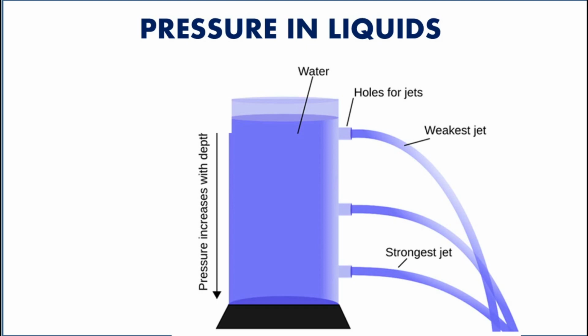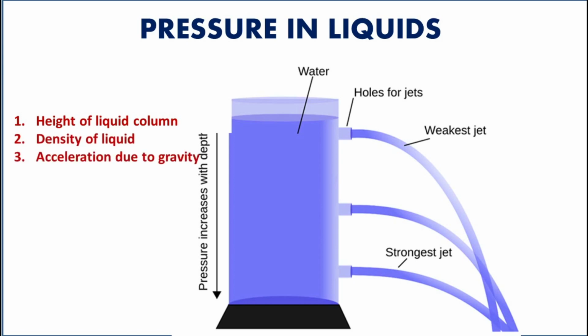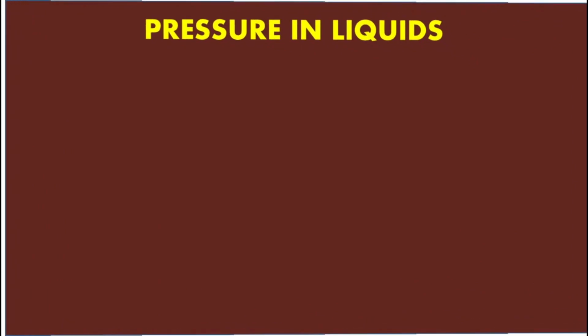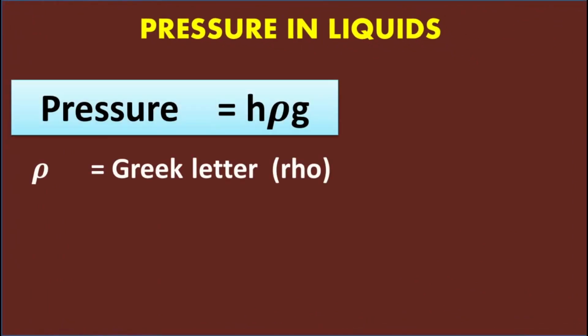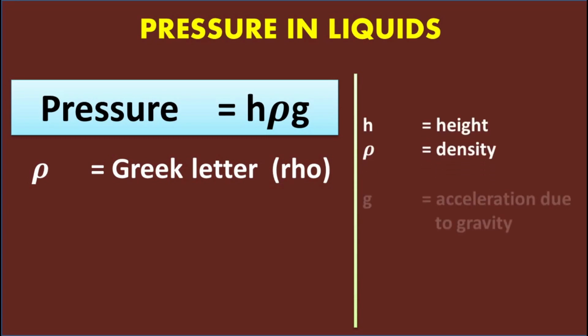Number 1, height of liquid column. Number 2, density of liquid. And number 3, acceleration due to gravity. So mathematically we can write pressure as h rho g. Rho is a Greek letter. It is not P but pronounced as rho, R-H-O, where h is height, rho is density, g is acceleration due to gravity.